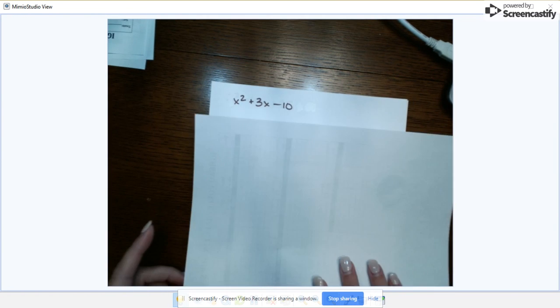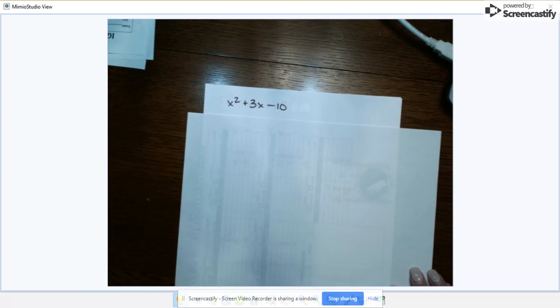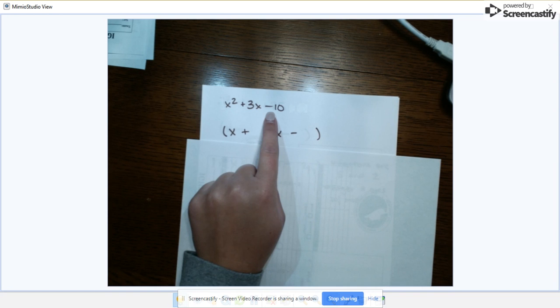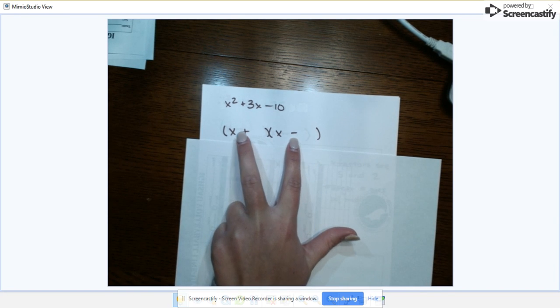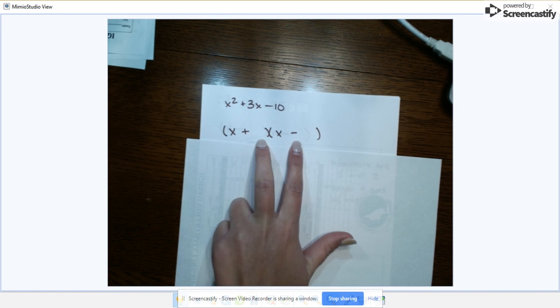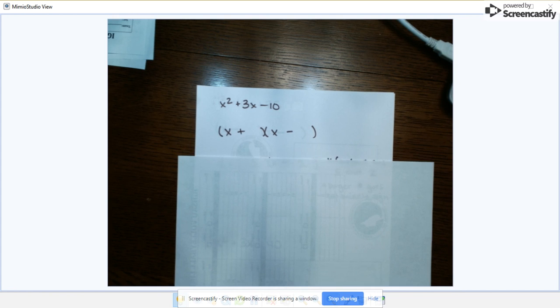X squared plus 3x minus 10. Okay, so we start with our 2 parentheses. This time there's a minus in the back, so we will have a plus in one parentheses and a minus in the other. Okay, now we find what multiplies to 10 that could add or subtract to 3.